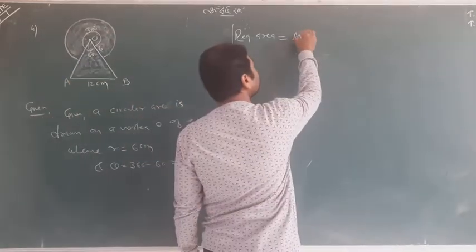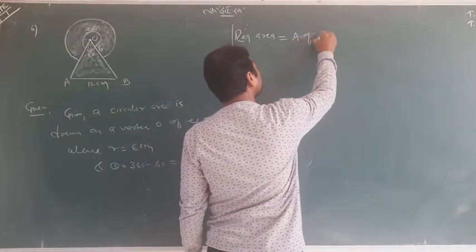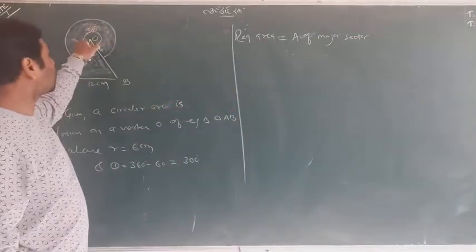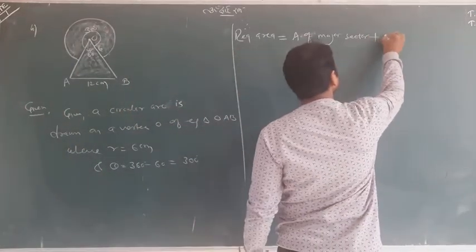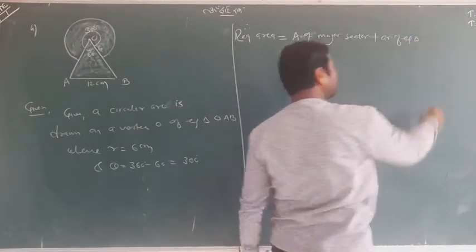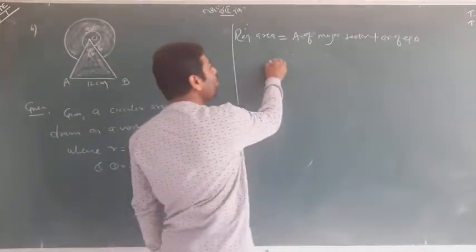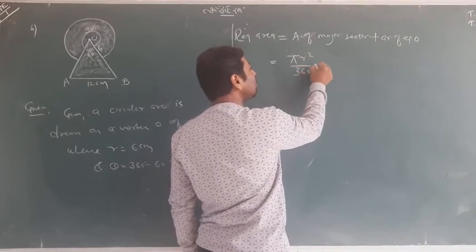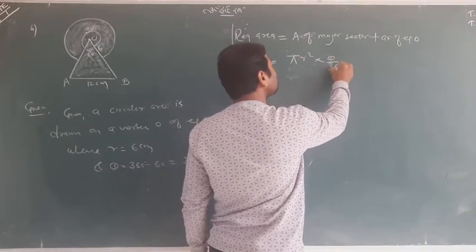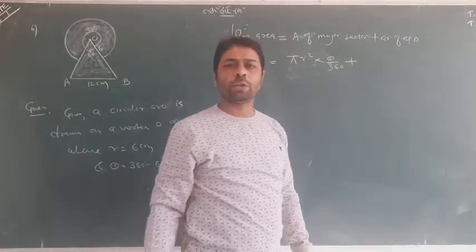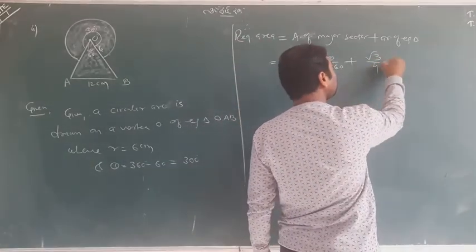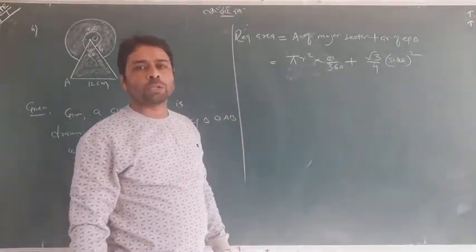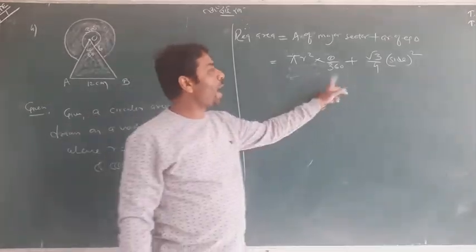That is the area of major sector. Major sector meaning that circular arc, plus area of equilateral triangle OAB. Now we have both formulas. Area of major sector, formula is pi r square theta upon 360, plus area of an equilateral triangle. You remember, root 3 by 4 side square. If you don't remember the formula, you can now see. This is a formula. Now we have to add both of this.